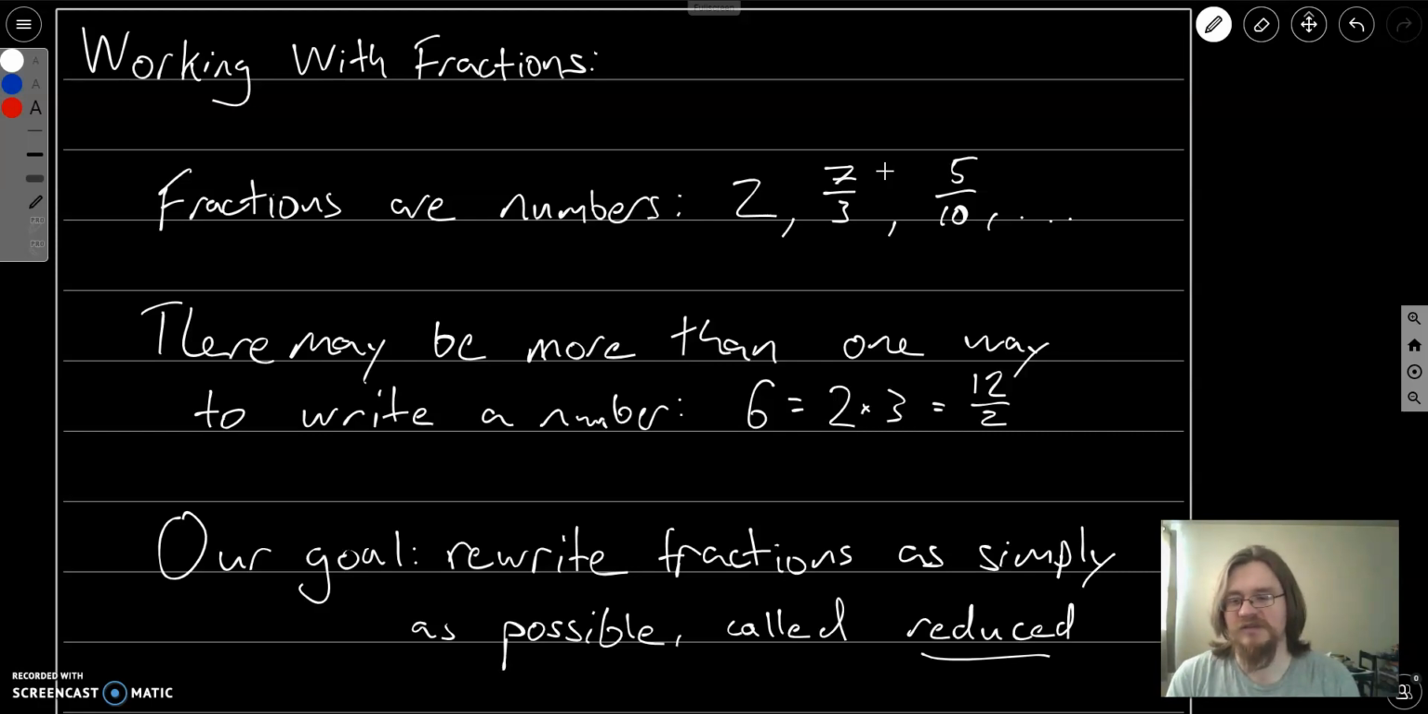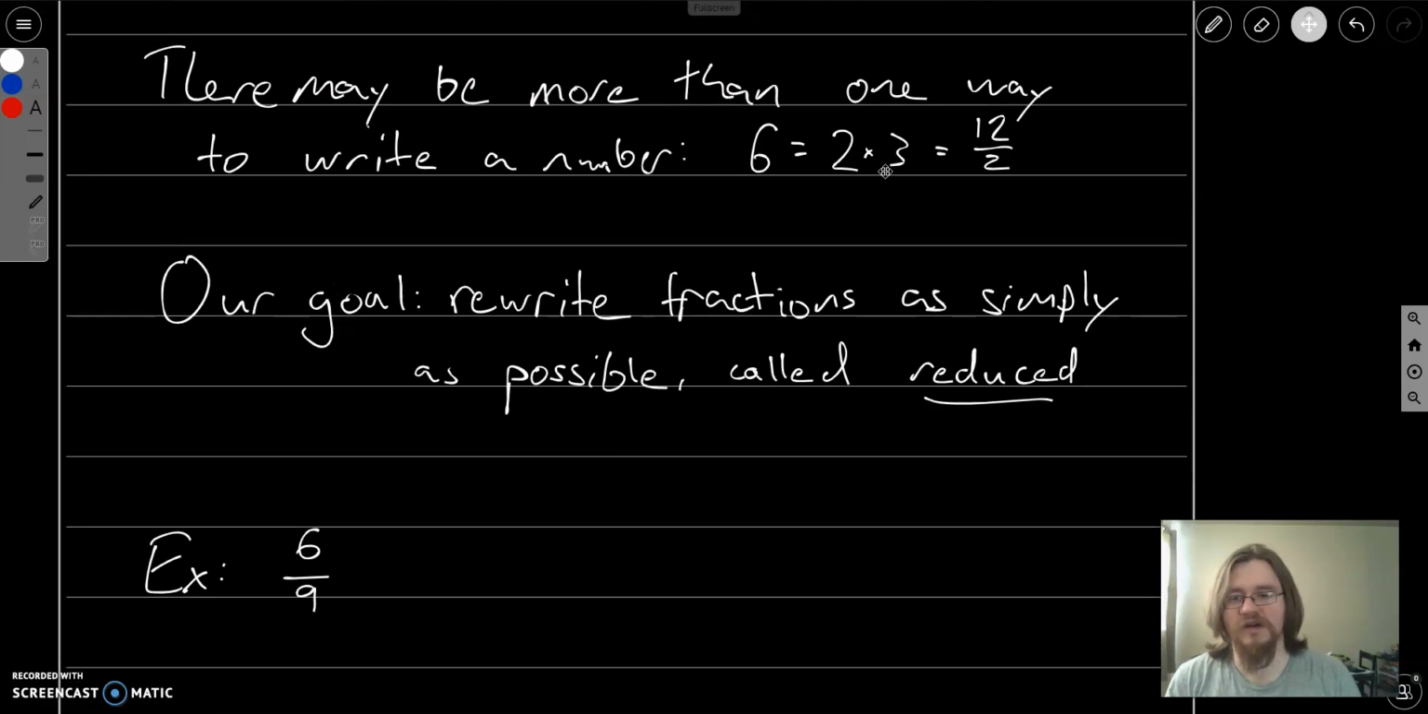But to begin with, we want to recognize that there's more than one way to write a number. So for instance, if I write the number 6 down, you could also say 2 times 3. And we're really saying the same number here. And with fractions, it's the same way. If I say 12 divided by 2, as in the fraction 12 halves, you can recognize that it is just the number 6. So there's more than one way to write a number, especially with fractions. And we'll just recognize that fractions are division.